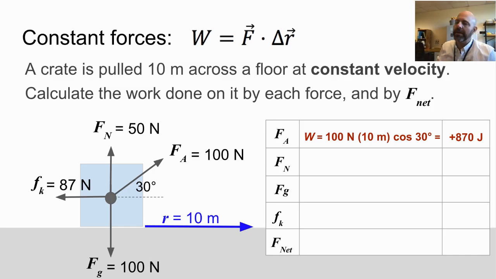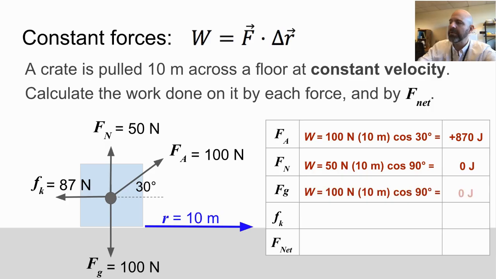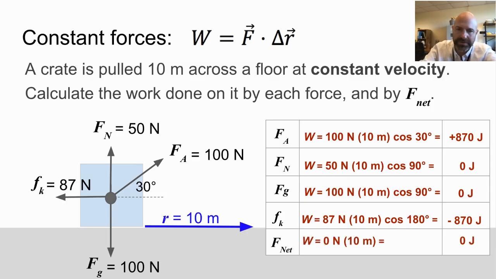Now, we can also calculate the work done by the normal force and the force of gravity, and both of those end up being 0 joules of work, not because there's no force applied, but because the displacement is not in that direction. So we have a cosine of 90 degrees, which always gives us 0. We can then calculate the work done by the kinetic frictional force, which is going to be a negative 870 joules of work, because it is 87 newtons multiplied by 10 meters and cosine of 180 degrees. And then we can calculate the net work, which is 0 joules of work.